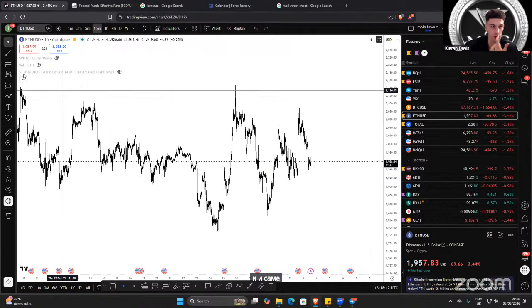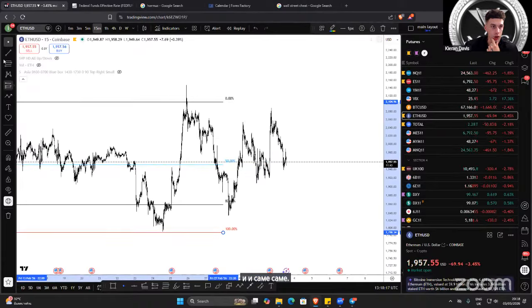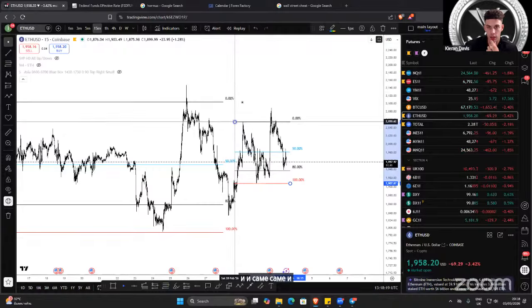And I think ETH followed the same thing. ETH came into the 80% we spoke about, and it's now sort of trying to reaccumulate again to see if it can potentially walk to this high.